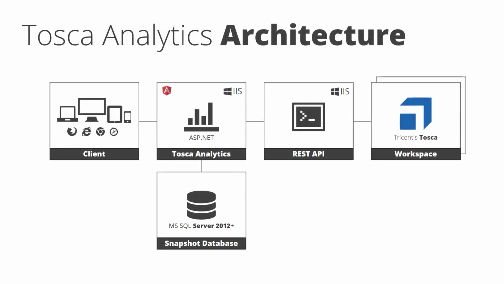Some information regarding the technical architecture of Tosca Analytics. It is basically a website that is hosted on the IIS. What it is doing is accessing one or multiple workspaces via the REST API. It's grabbing the data from those workspaces and storing the data in what we call here a snapshot database. This is just the database where we store the data that is collected from the workspace, because it's not just extracting data, there's also some data transformation already going on to store the numbers that are needed later. This is stored in the snapshot database, and the client just accesses the web page, which is running on the IIS server, and that's basically it.